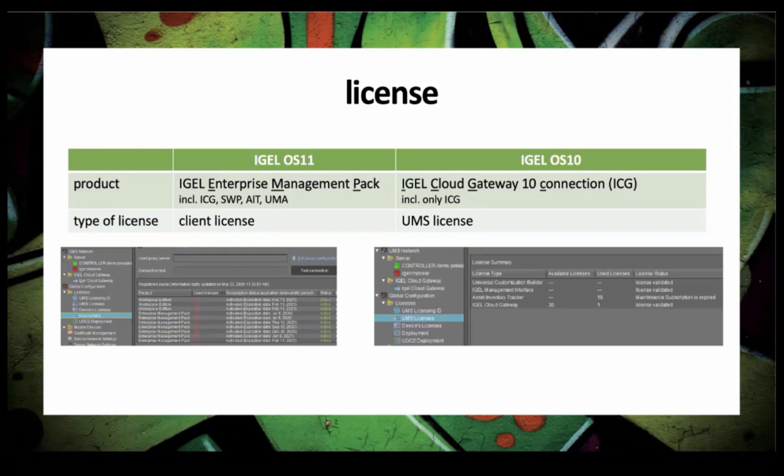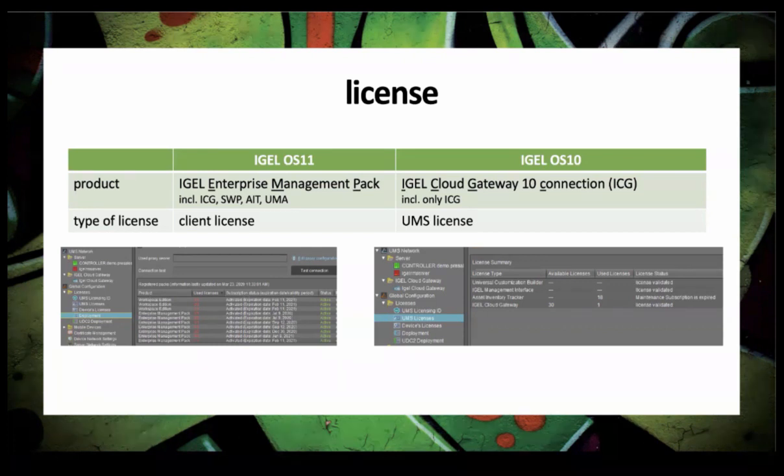IAT is the asset inventory tracker, if you want to have more information about what is attached via USB at the endpoint. And the UMA is the Unified Management Agent, which is a little software which you install on Windows endpoints. So if you have all IGEL, but you still need some Windows, you can install the software there, and you can manage the Windows clients from within the UMS. And you can also send out profiles, configurations.